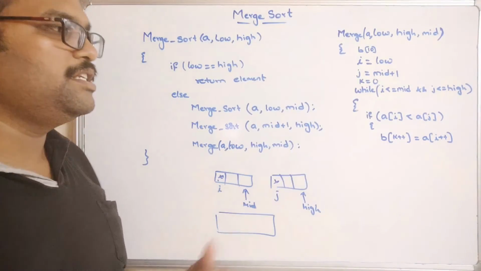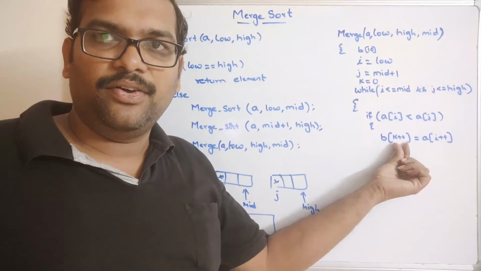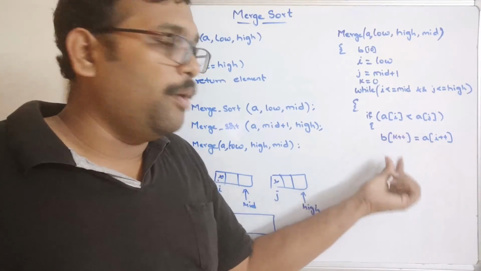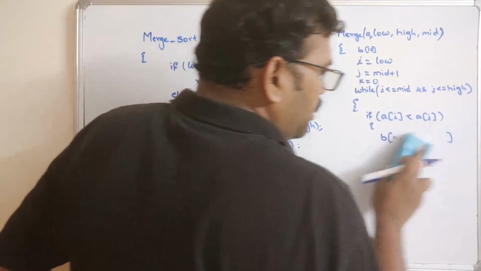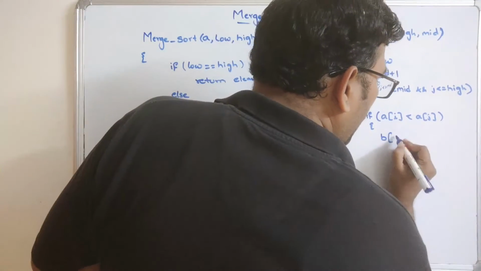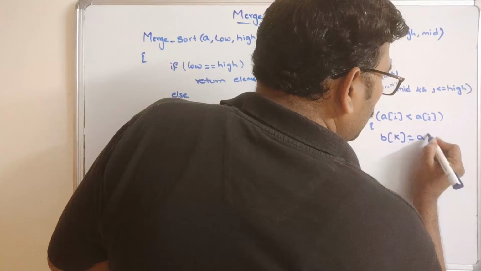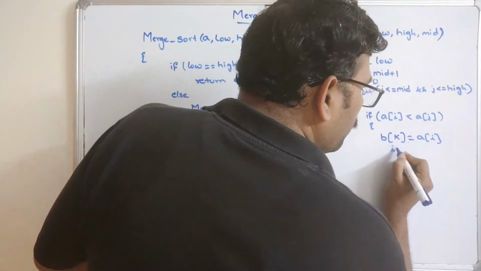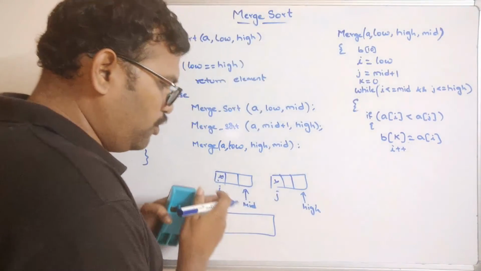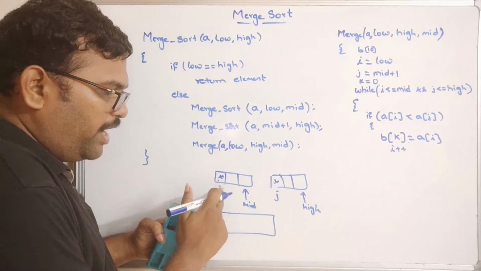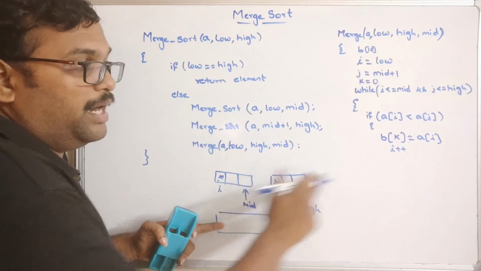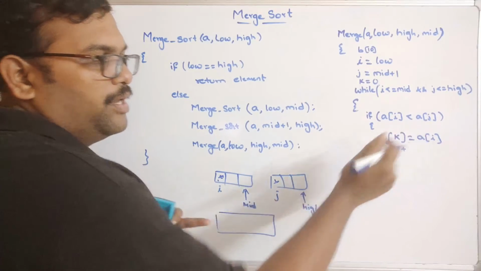This is the postfix. First it will be copied and then automatically incremented. You can also write the same thing this way: b of k is equal to a of i, and you have to increment the i value. So once you copy this element into this one, we have to increment the i value, right? So we have incremented the i value.